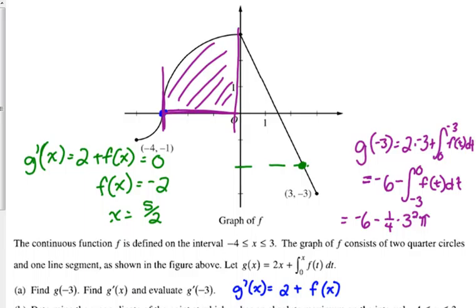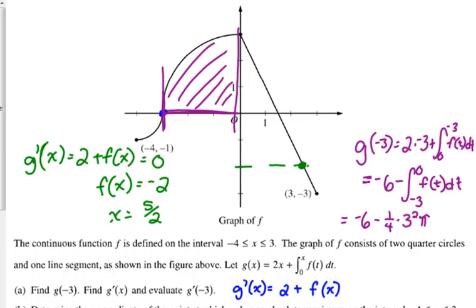What is the mean value theorem? The mean value theorem is the one that says the slope of the secant line is equal to the slope of the tangent line at some point on an interval. And then we also had the mean value theorem for integrals, and that's the one it's really talking about here, the average value. There's a point somewhere where the y value is equal to the average value of the function on that interval.